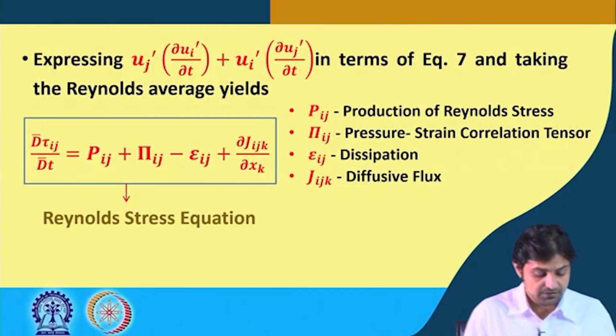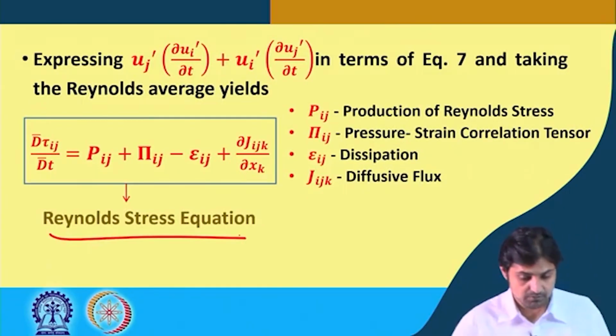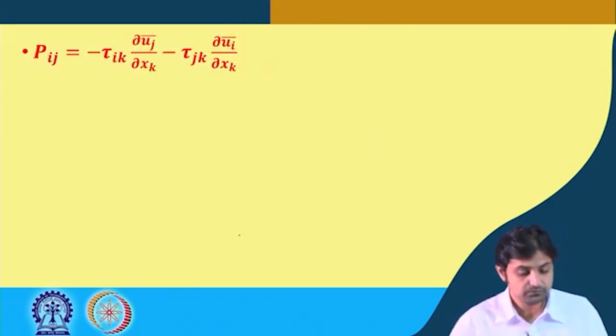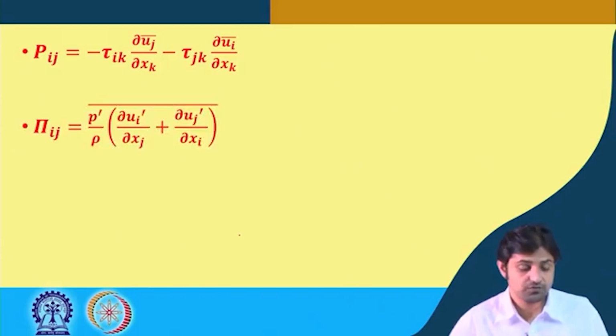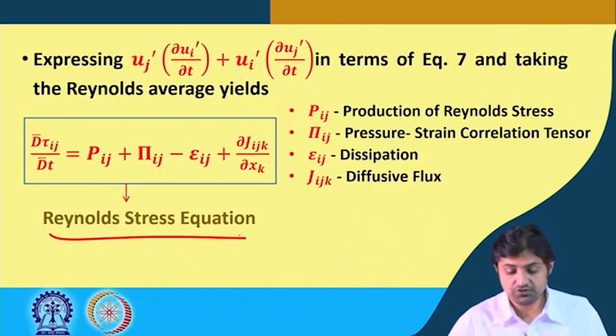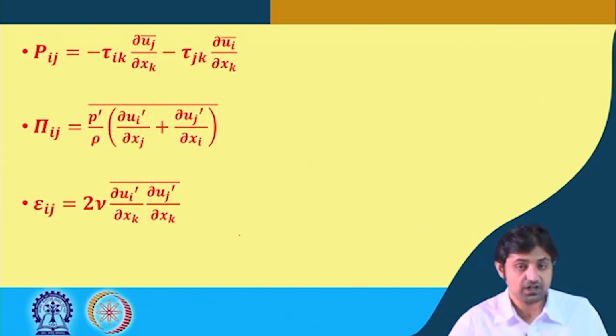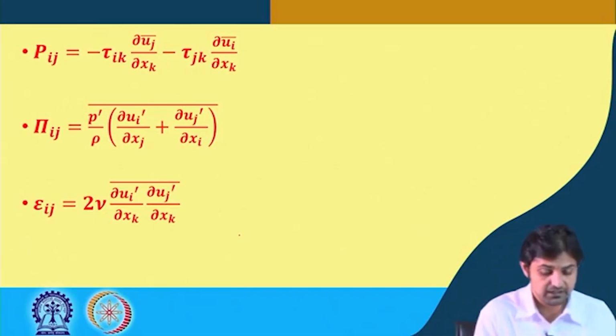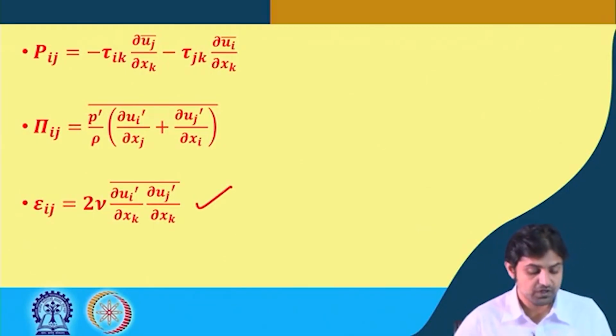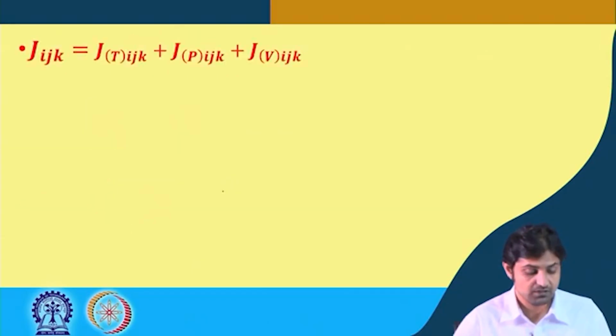All right, and this is the Reynolds stress equation. Pij is given as minus tau ik del uj by del xk minus tau jk del ui by del xk. This is the expression of the production. Epsilon ij is the dissipation. It is expressed like this: 2 nu del ui prime by del xk del uj prime by del xk whole bar. All right, where Jijk is given in this form.